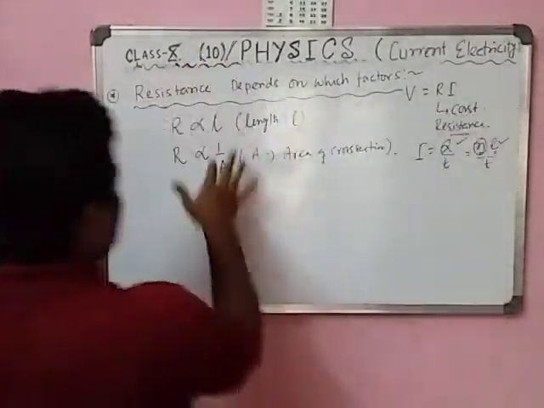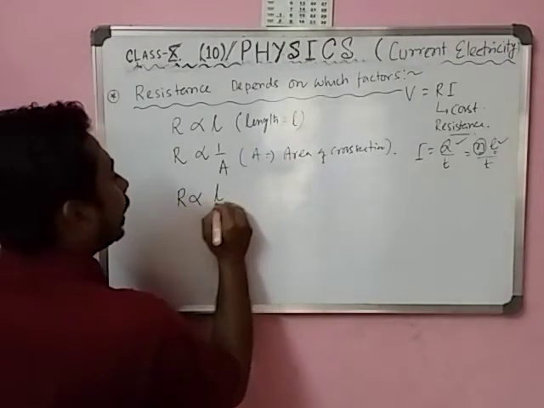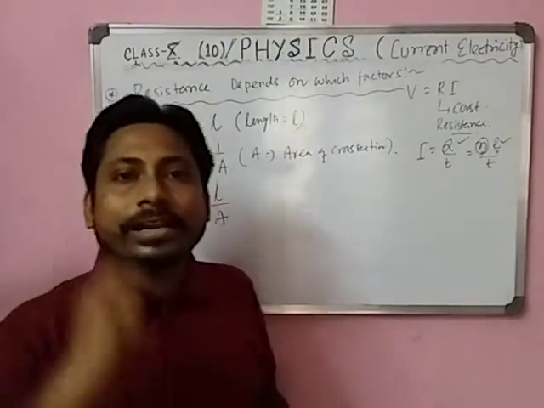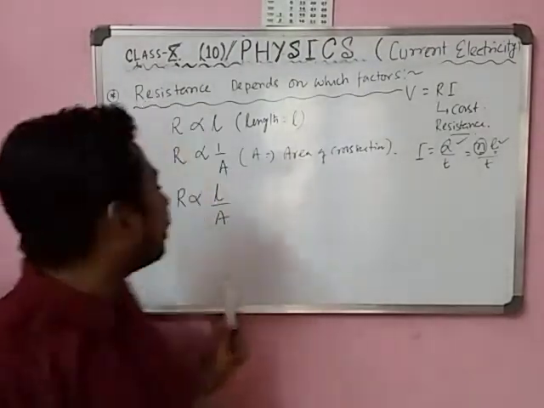So combining these two, length and area, you can write R proportional to L by A. Say with me, R proportional to L by A.